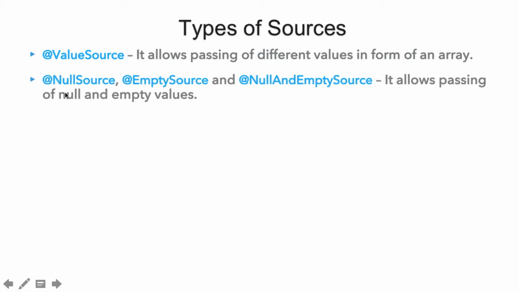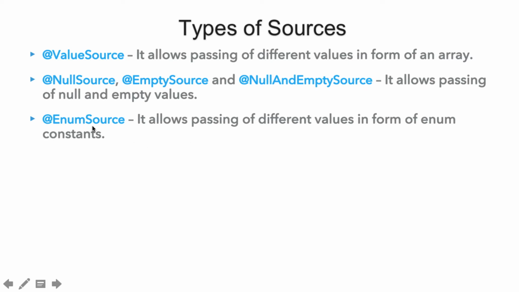Some other sources are @NullSource, @EmptySource, and @NullAndEmptySource. When we use these annotations, they allow us to pass null and empty values. If we provide @NullSource, we simply inject a null value. If we use @EmptySource, we are providing an empty value. And if we want to send both null and empty values, we can simply annotate it with @NullAndEmptySource.